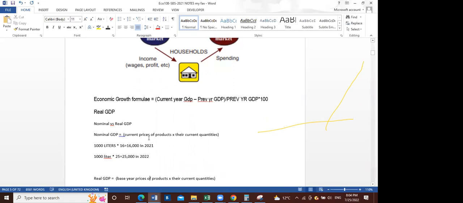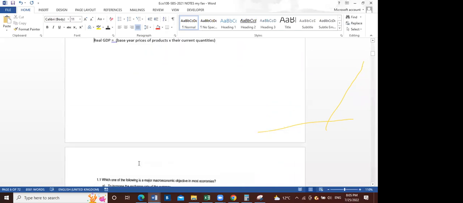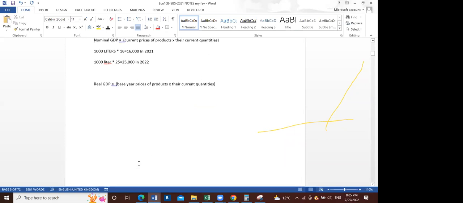Nominal GDP is basically the current production quantities times the current prices of the product. So it gives you a falsified reality of what is happening within the economy. You might think that your economy is growing because the value of 1,000 liters is now 25,000 and last year it was 16,000. You might find yourself in big trouble in years to come, thinking that your economy is growing yet it wasn't growing. So as a result, we use the real GDP metric. The real GDP metric basically measures productivity based on constant prices.